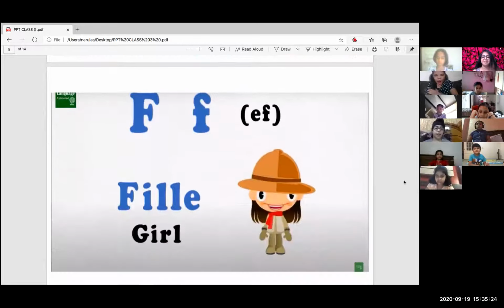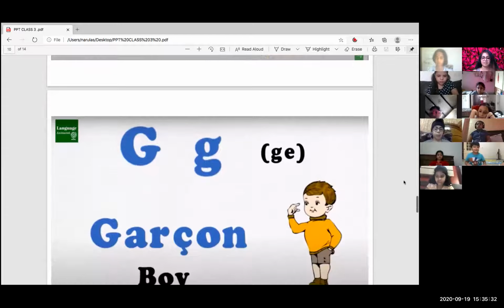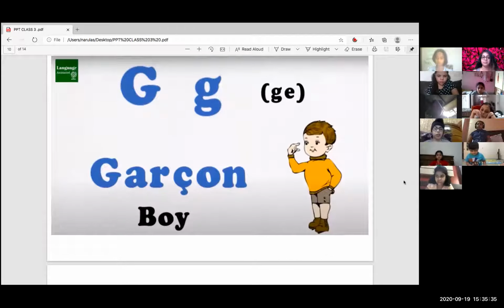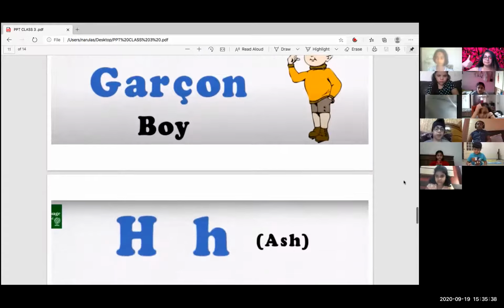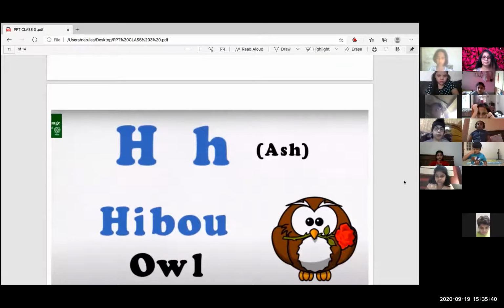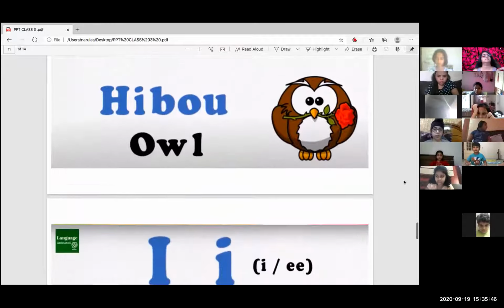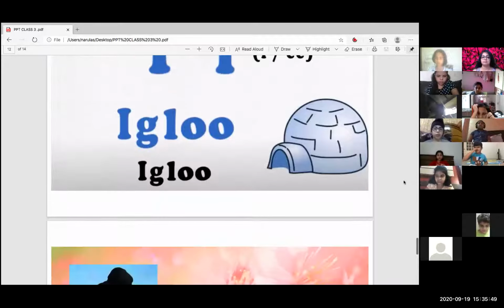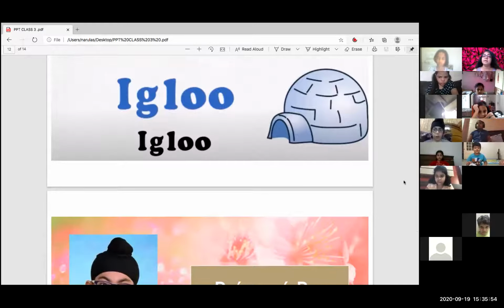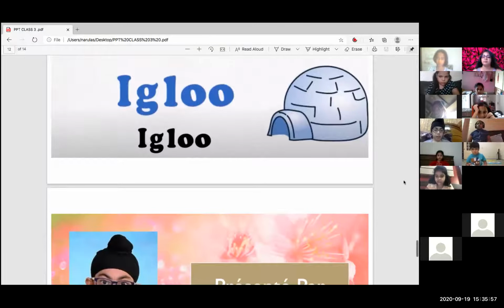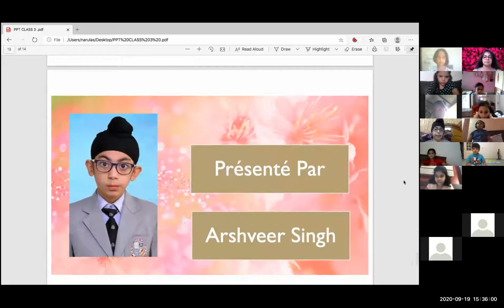F comma, fraise. G comma, garçon. Garçon means boy. H comma, hibou. Hibou means owl. I comma, igloo. Igloo means igloo only. I comma igloo. Presented by Ashwin. Présenté par means that it is presented by Ashwin.